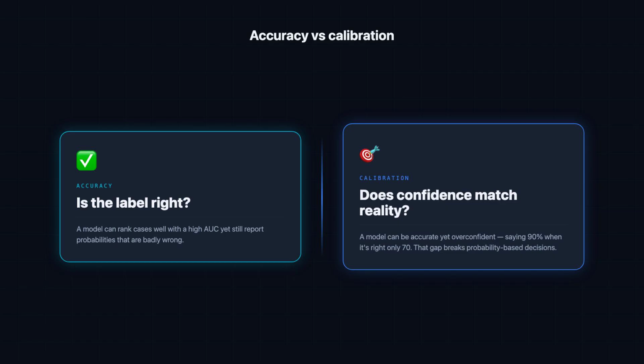Calibration asks something deeper. Does the confidence match reality? A model can be perfectly accurate on its labels, yet wildly overconfident in its probabilities, and modern neural networks are notoriously so, cheerfully saying 90% when they turn out to be right only 70% of the time. That gap silently breaks any decision built on top of the numbers.